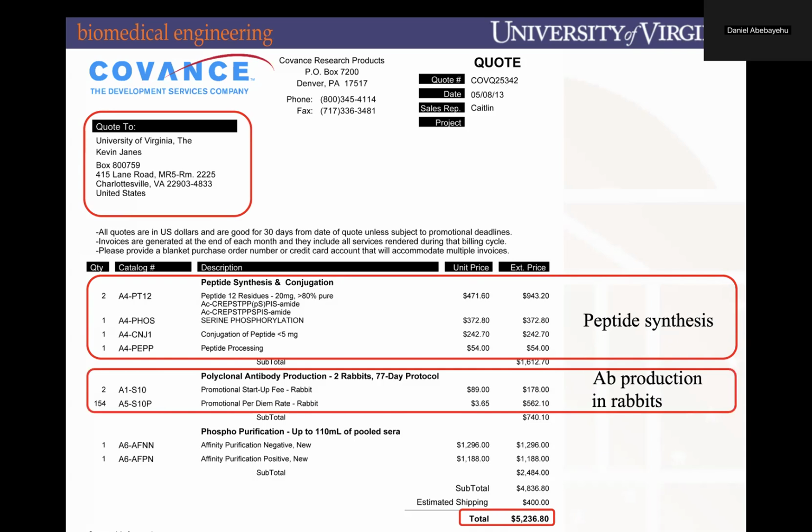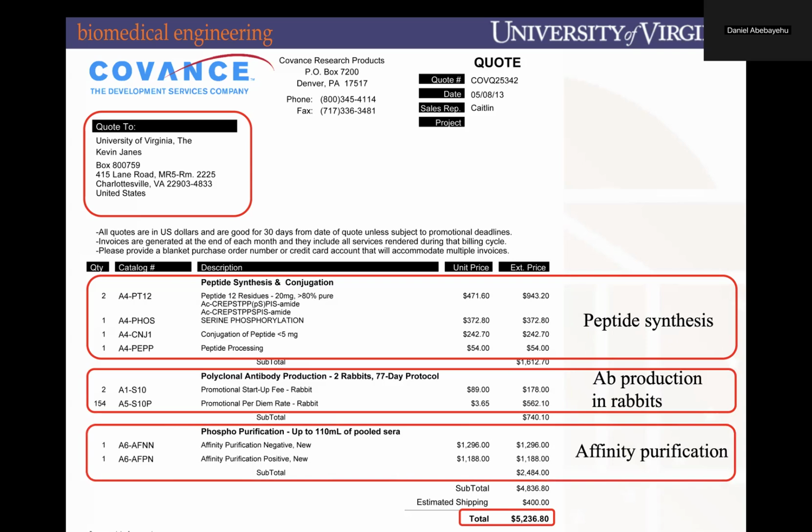It'd be a lot more expensive if it was monoclonal antibodies because there's the requirement to purify the specific clone of B cell that makes that antibody of interest. After 77 days of these animals being immunized with this peptide that's been synthesized, there's then going to be affinity purification. In this case, it's for a phosphorylated version of this protein. By and large, for a polyclonal antibody of a protein where there's not a commercially available antibody, it costs about $5,000, $6,000. If this is monoclonal, it'd be an order of magnitude more expensive.